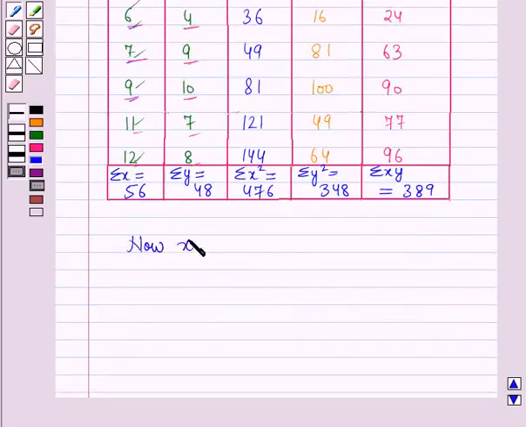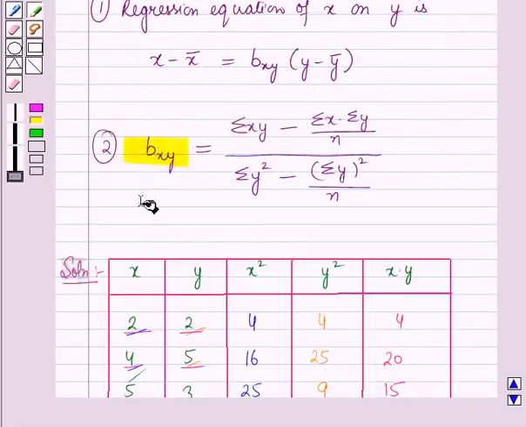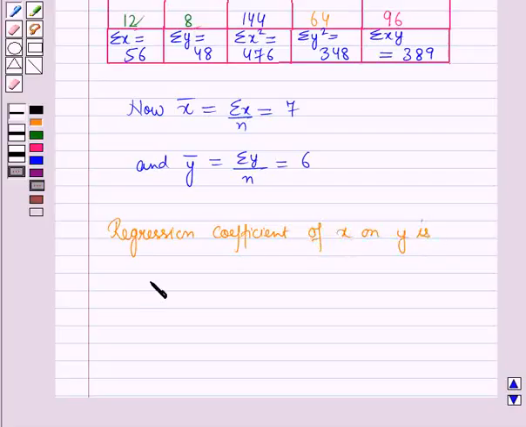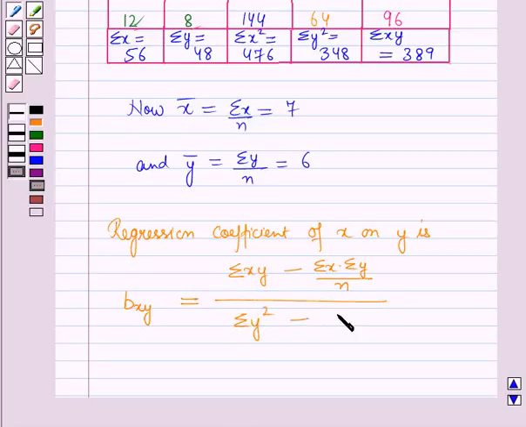Now, x bar is equal to summation x by n, which is equal to 7, and y bar is equal to summation y by n, which is equal to 6. Now, using this result, which is given in the key idea, the regression coefficient of x on y is given by bxy, which is equal to summation xy minus summation x into summation y over n whole upon summation y square minus summation y whole square by n.